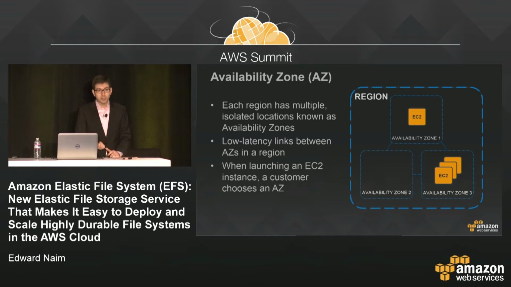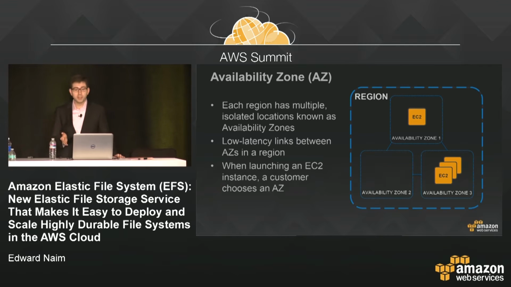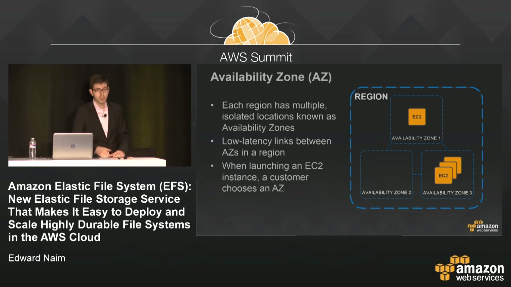And again, when you're launching a resource, or an EC2 instance as an example, a customer will choose an AZ. So the customer chooses a region and then an AZ within that region. Note that some customers distribute their instances across multiple AZs in order to have extremely high fault tolerance. And today we have 28 AZs worldwide.